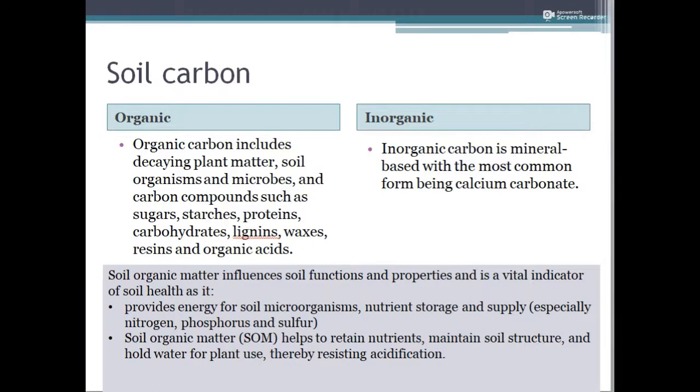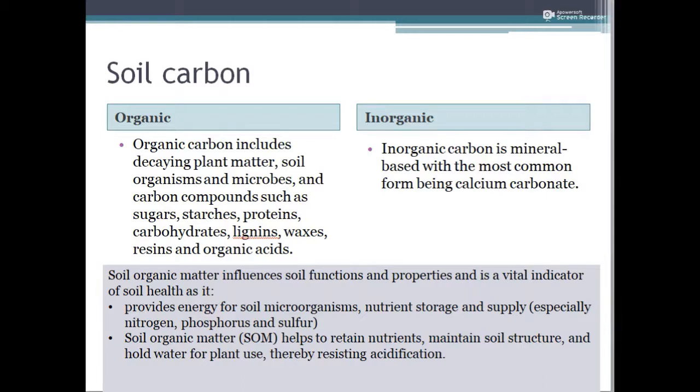Whereas if you look into the inorganic components, of course you know about inorganic compounds like sand, clay and so on. But inorganic carbon should be inorganic in nature, yet also have a carbon compound. Calcium carbonate is one such example of an inorganic carbon.